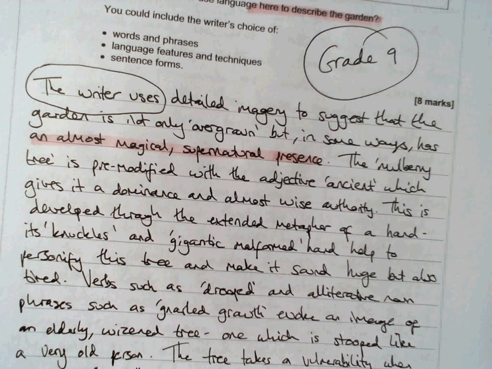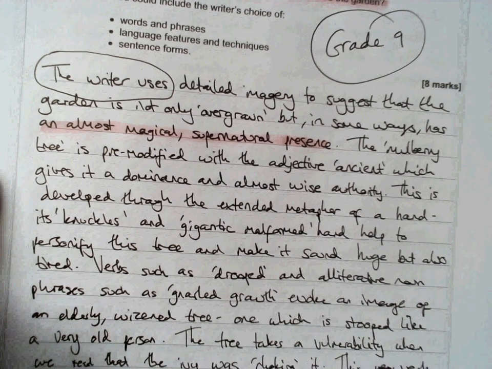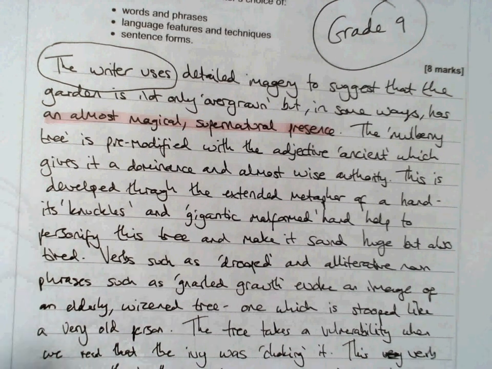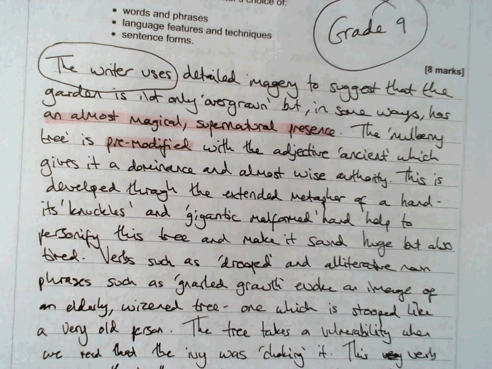And so although this isn't a structure question, it's worth thinking about what's the thing that the writer mostly focuses on, because that's probably going to be more important. So the mulberry tree is pre-modified. Pre-modifiers is a bit of an A-level-y word. It just means you can have pre and post modification.